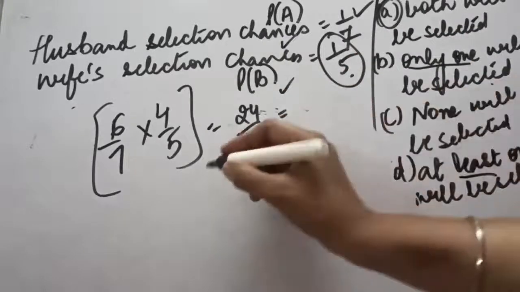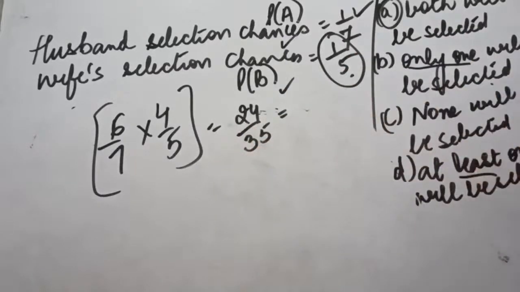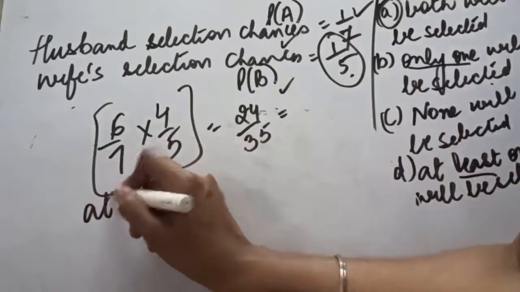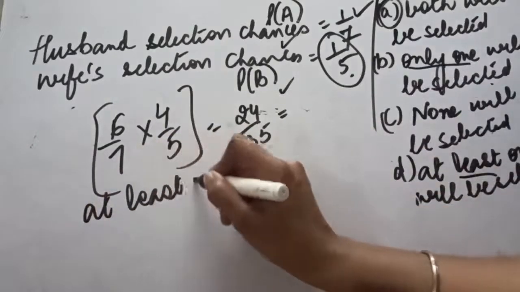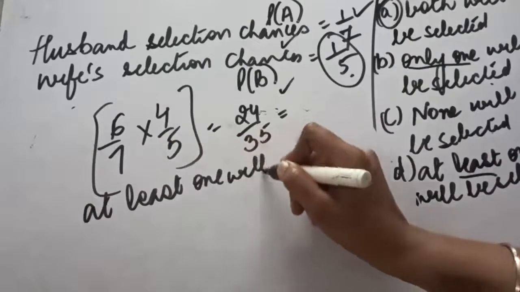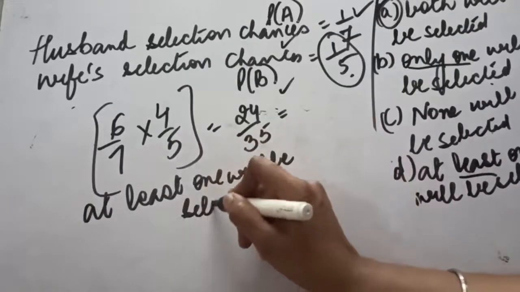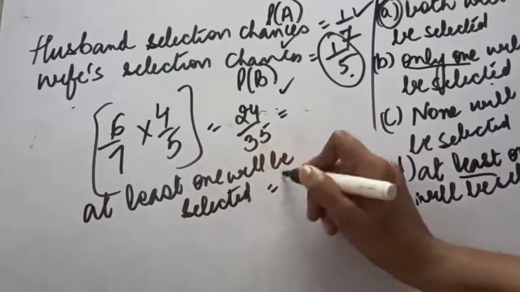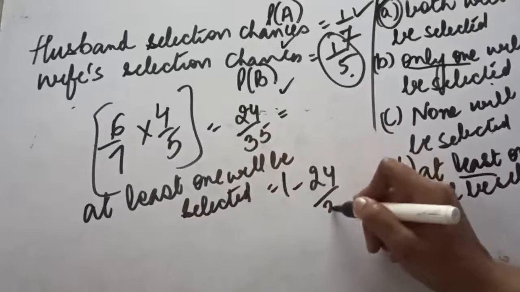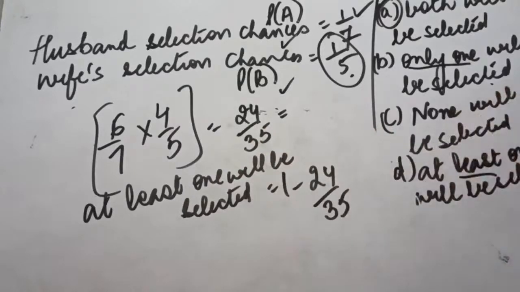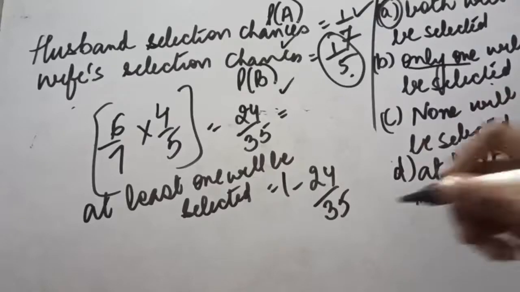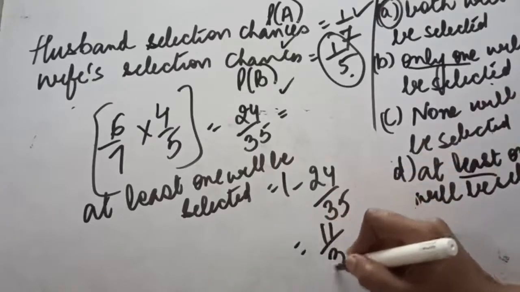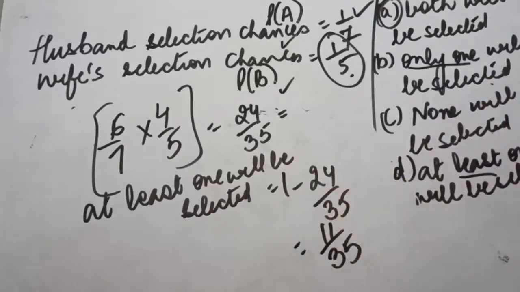So then you will write probability that at least one of them will be selected. It will be 1 minus 24 by 35. It will be 11 upon 35. So like this we can solve at least questions by taking the event to be not happening, then deducting it from 1.